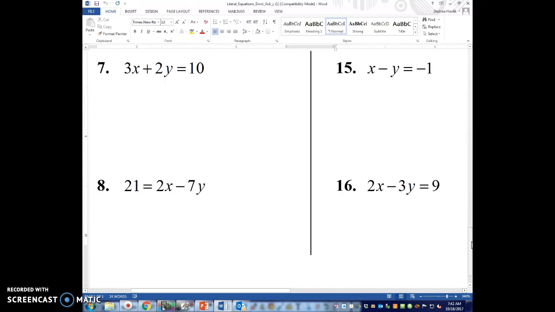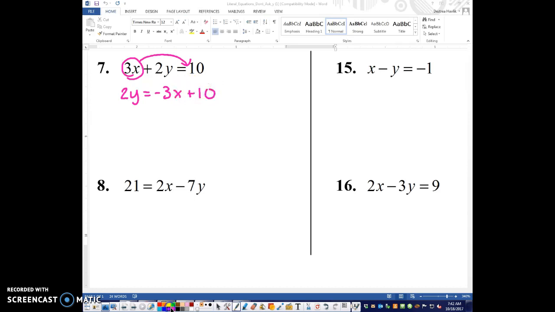Here we go. Number 7. What's our first step? Move the x. Okay, so what are we left with here? 2y equals what? Negative 3x plus 10. Okay, what's our next step? Divide by the 2, right? So this cancels. We have y equals, what's negative 3 over 2? Negative 3 over 2. What's 10 over 2? 5.